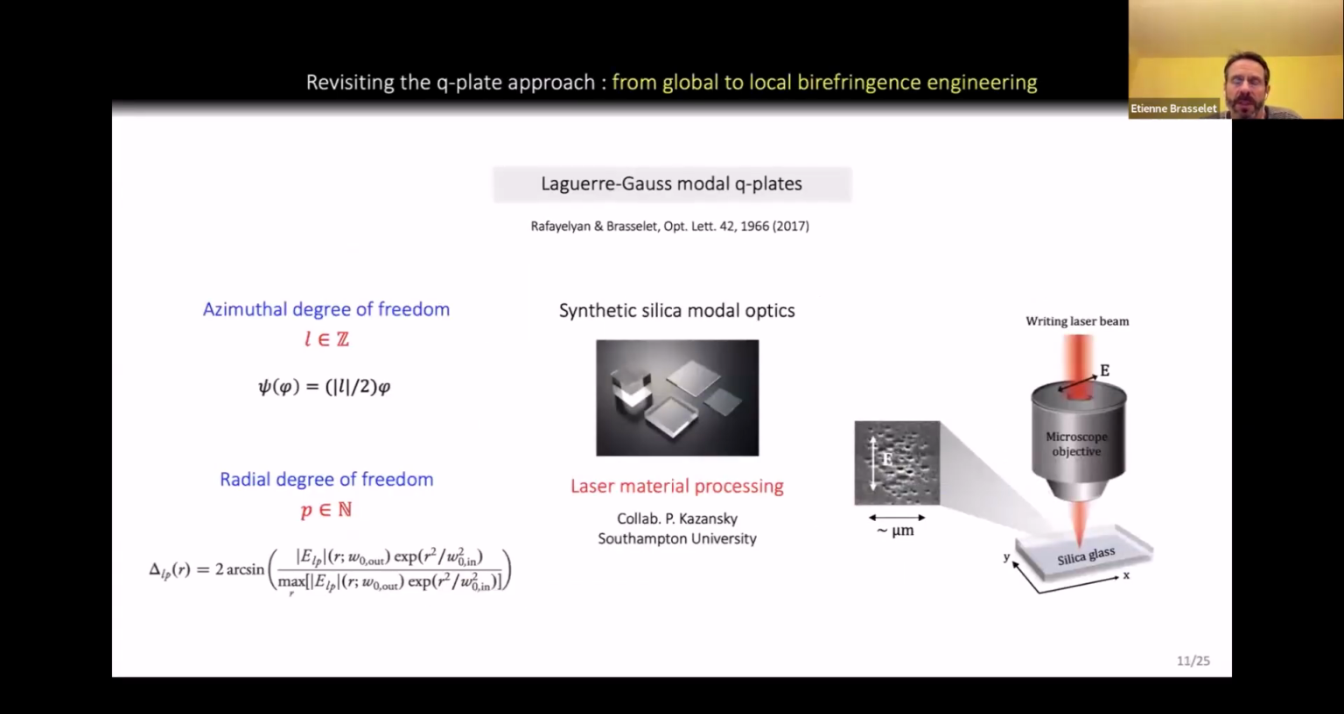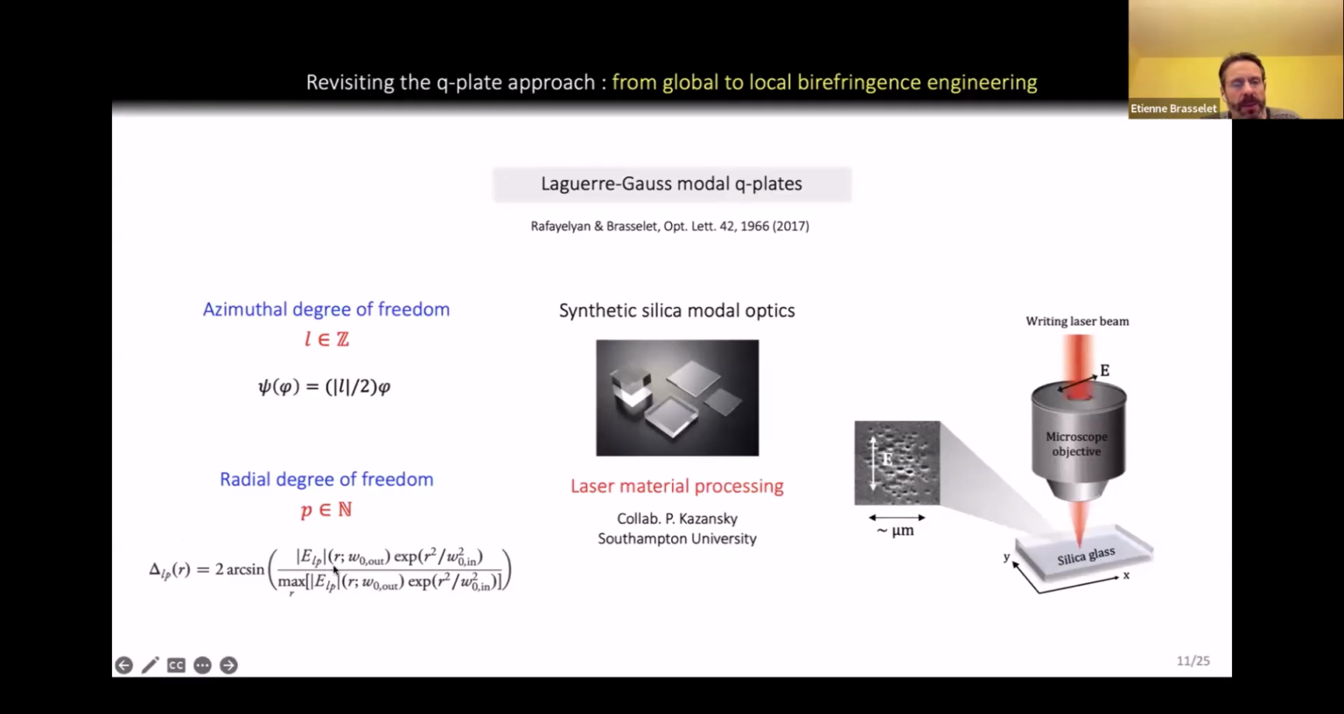This led us actually to revisit the Q-plate approach in this framework. The first point, before addressing the specificity of Stokes skyrmions, was to revisit the modal aspects of Q-plates, proposing several years ago the Lagrange modal Q-plates concept. The idea is to keep the azimuthal degree of freedom as in usual Q-plates, but shaping the radial degrees of freedom from radially dependent birefringent phase retardation as shown here.